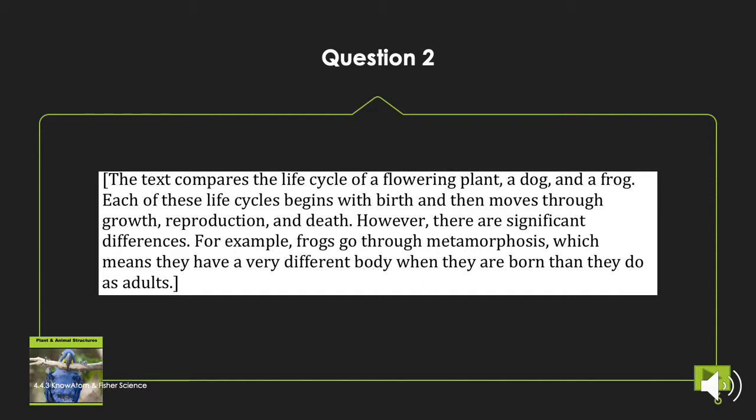For example, frogs go through metamorphosis, which means they have a very different body when they are born than they do when they are adults. And a dog's body when it is born is going to look very similar to what it looks like as an adult, just on a smaller scale.